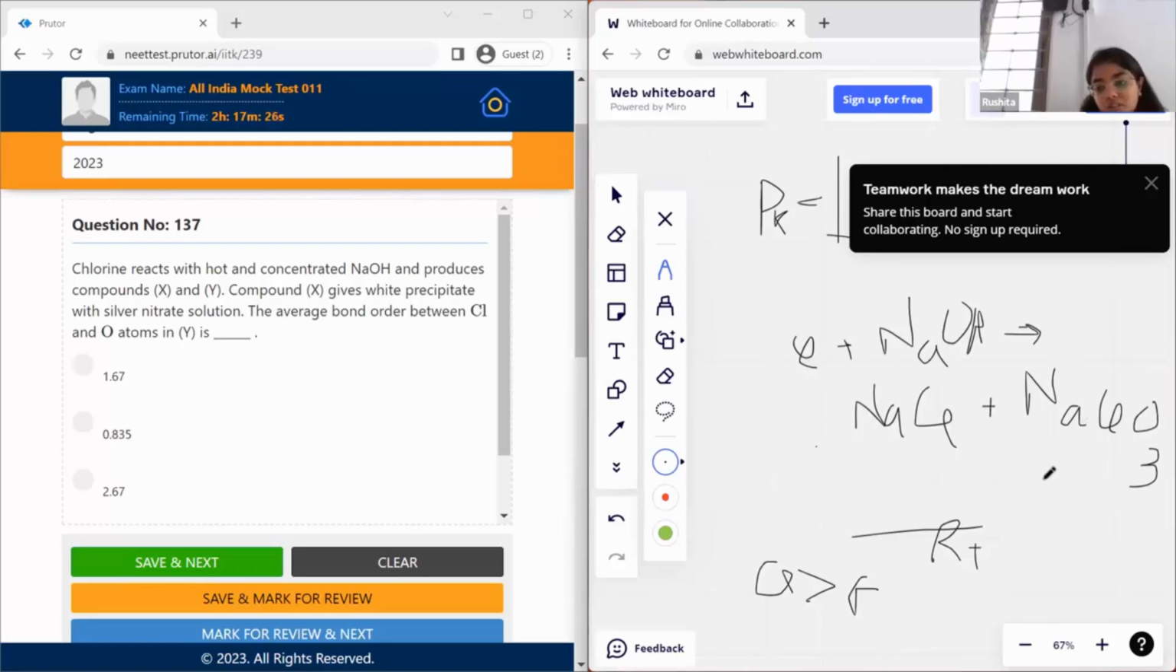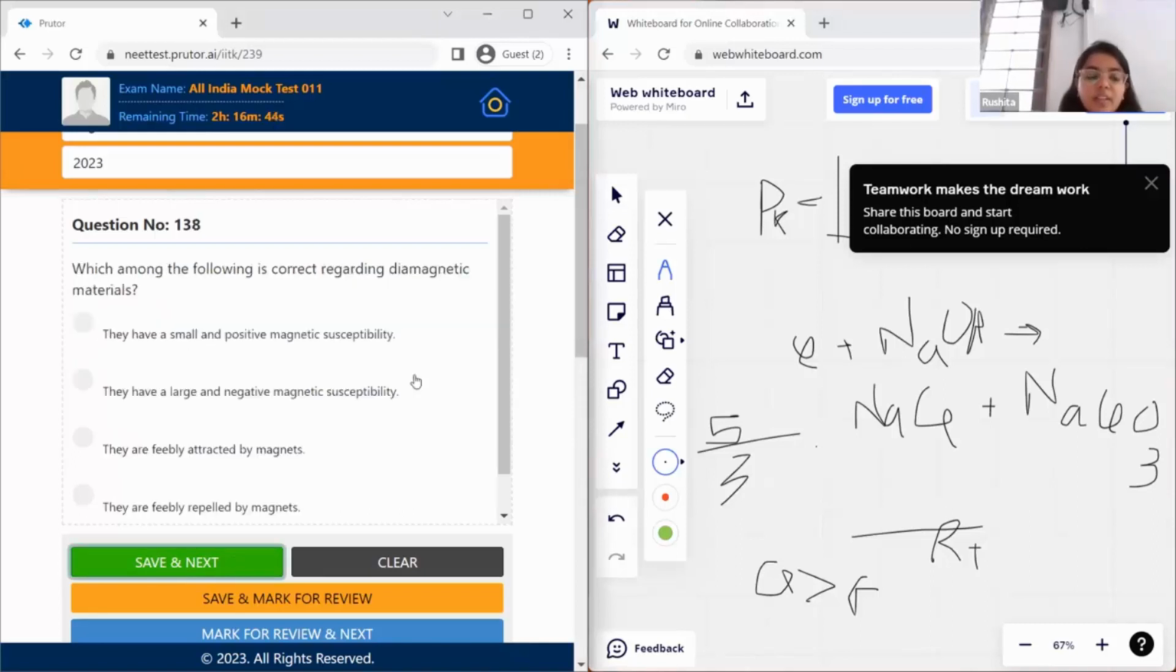Here you need to know the structure of NaClO3 for that, and also there is a formula: total number of bonds upon the number of resonating structures. That will give the bond order between any two atoms. So here the total number of bonds would be 5 if you know the structure, and resonating structures would be 3. Electrons would be able to resonate in 3 different structures. So you get 5 by 3 for the bond order, and 5 by 3 is approximately 1.67. So the answer is 1.67. That's all.